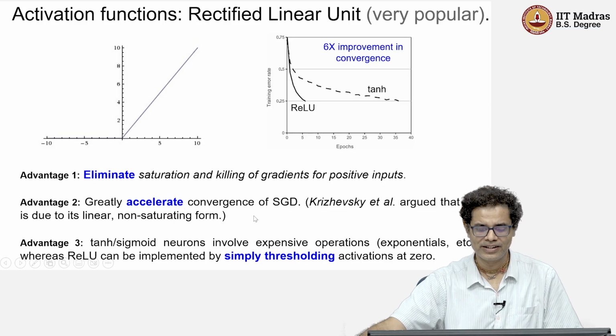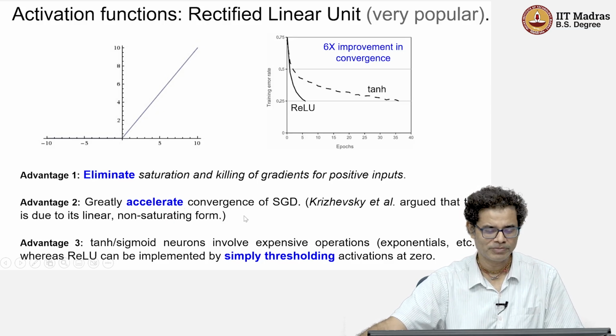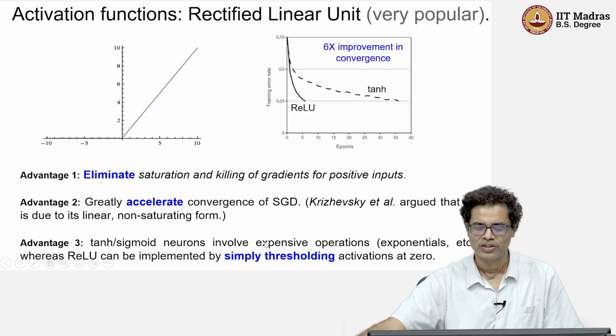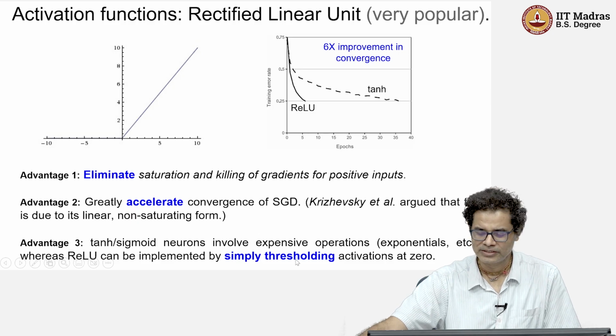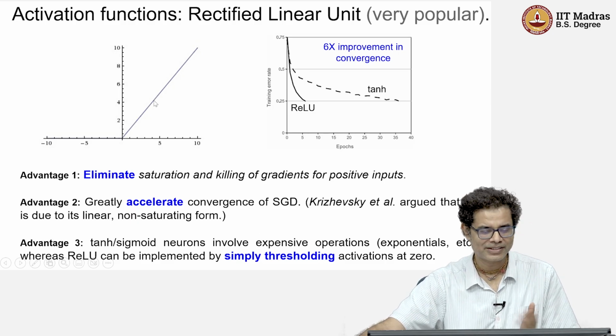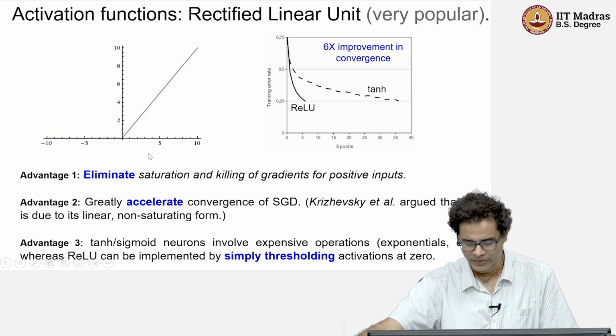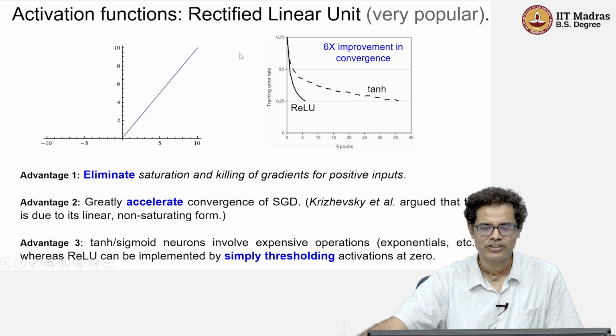And this has accelerated convergence of stochastic gradient descent. This is an observation from one of the papers, AlexNet. And it is better than sigmoid and tanh, which also have expensive operations like the exponential. This is just a simple thresholding, right? A positive number you pass as it is, a negative number is set to 0. So all of these advantages are there with ReLU.